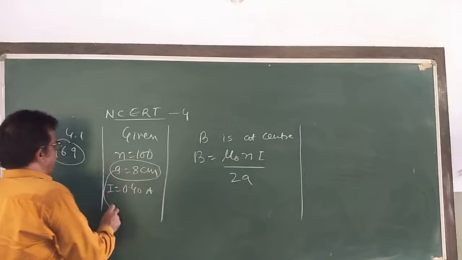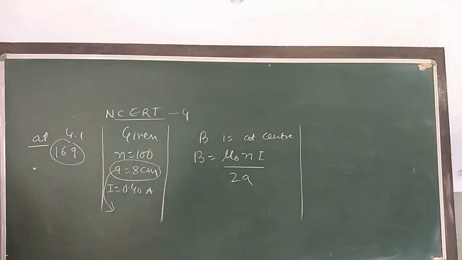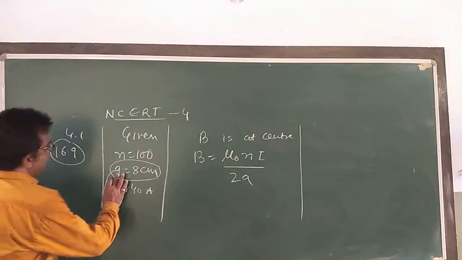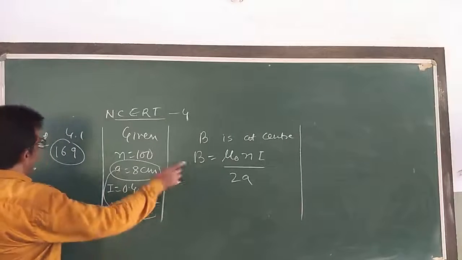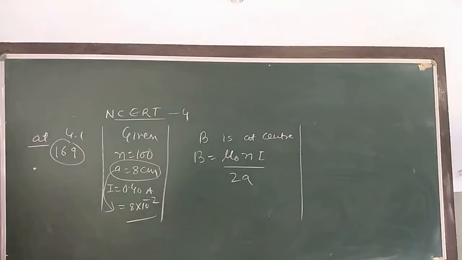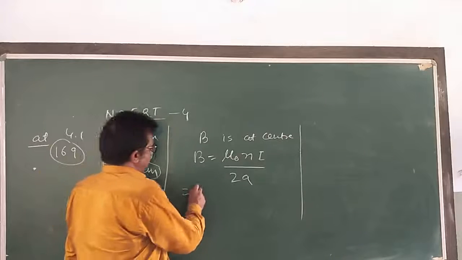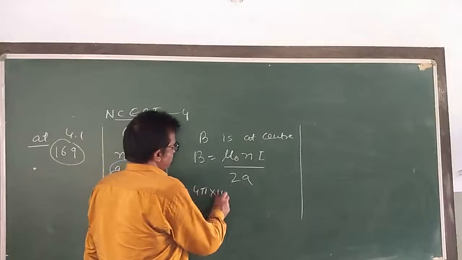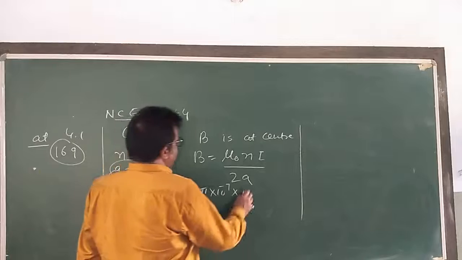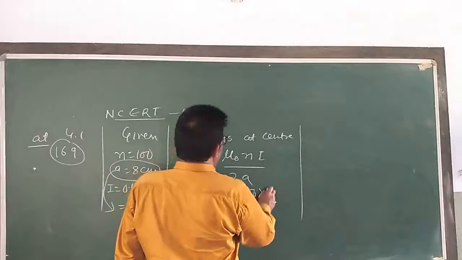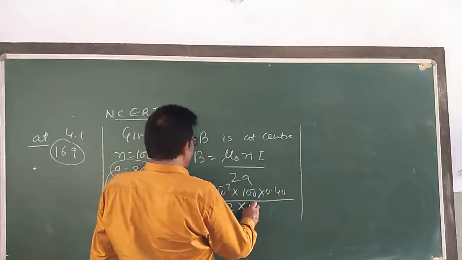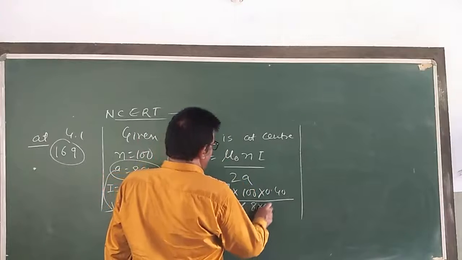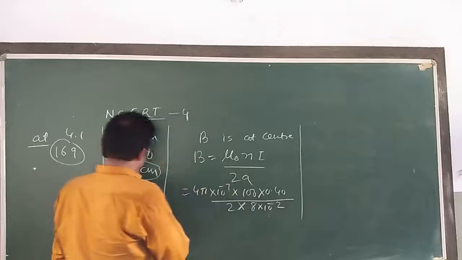It is in centimeter. So convert it into meter, that is 8 into 10 raised to power minus 2. The value of mu naught is 4 pi into 10 raised to power minus 7. Number of turns 100. Current 0.4. Twice into radius 8 into 10 raised to power minus 2 meter.